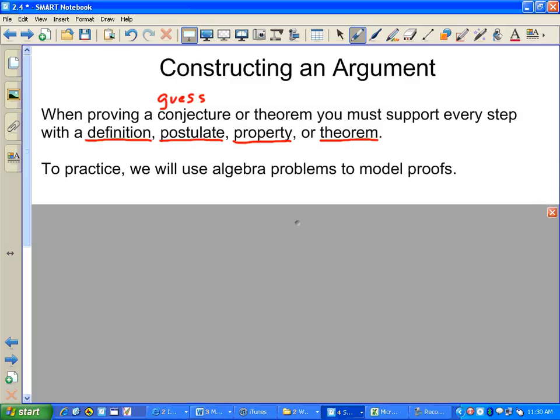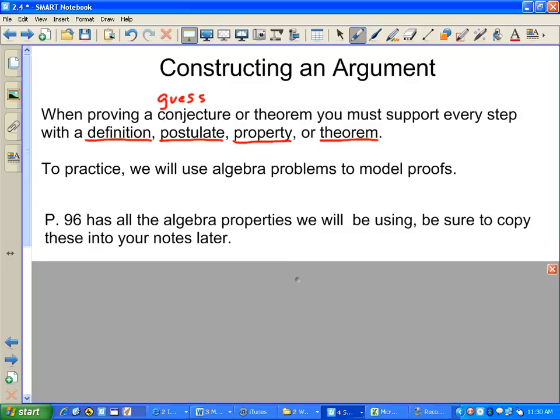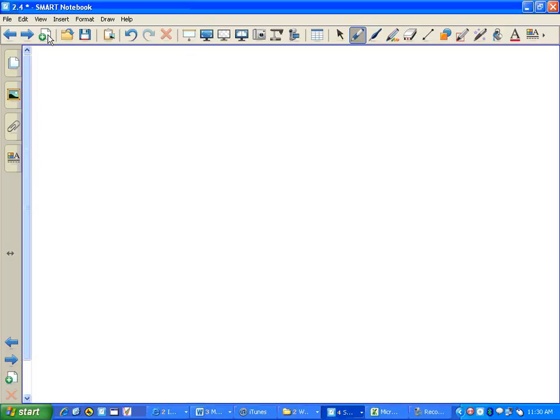So we're going to practice using algebra problems. We're going to start by covering a few algebra properties. They're on page 96. I'm going to take a minute and go over some of the algebra properties that we're going to use. If I look at an algebra problem, and I think about what I'm allowed to do or not allowed to do, you've heard all these properties before, but you weren't required to actually know what they were. You just used them. Well, now we're going to have to know what they are so we can support our reason for doing certain steps in our algebra process.